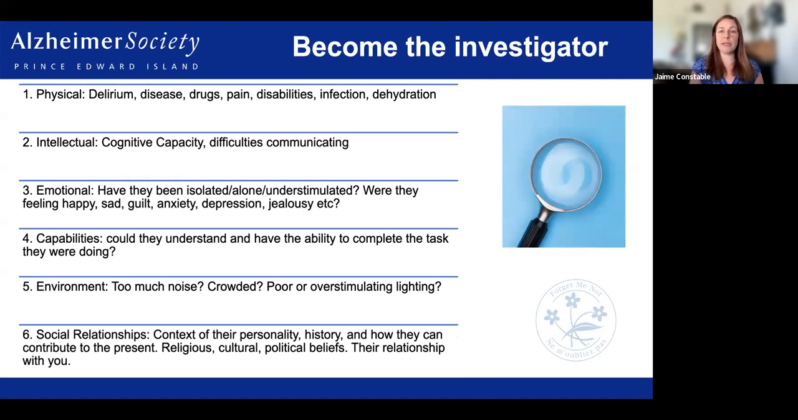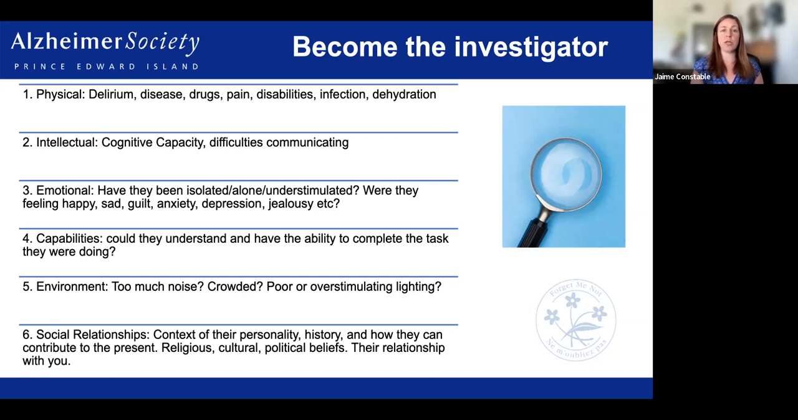When we're looking at the antecedents, it's useful to use this approach. It's called the pieces approach, and become a bit of an investigator. So when you're talking about the physical, you want to assess the person's physical condition. Sometimes specific behavior can manifest as a result of delirium, as a result of another disease that they are experiencing, medications that they're on. Often a behavior like irritability, even aggression or agitation is because of pain, and the person has lost the ability to share the pain that they're in or to talk about it. And so sometimes we don't even realize that they're in pain. Other disabilities, infection, and dehydration can also contribute to behavioral and psychological symptoms.